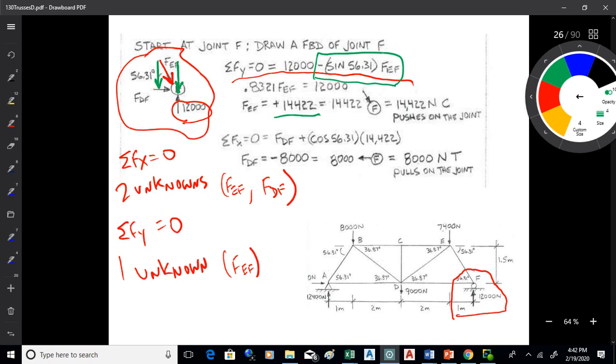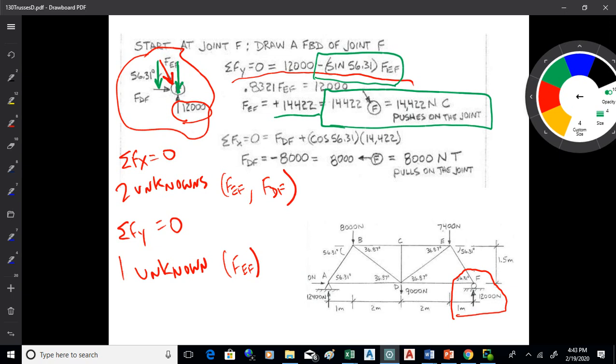14,422. Positive answer. Positive answer means my assumption was correct. It does act down and to the right, so that means it's pushing on the joint, which means it's in compression. There we go, 14,422. That is the force in EF, compression. We good with that?